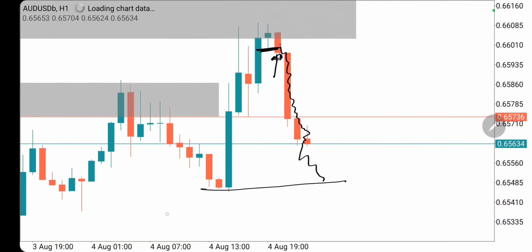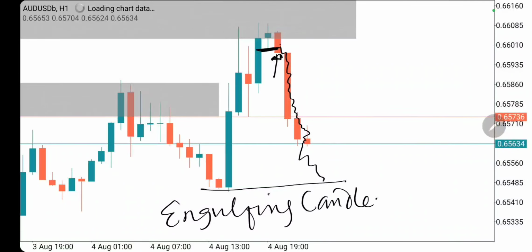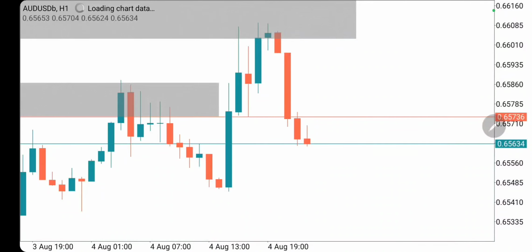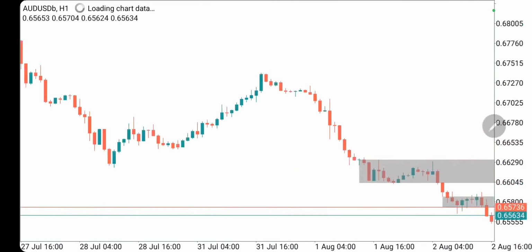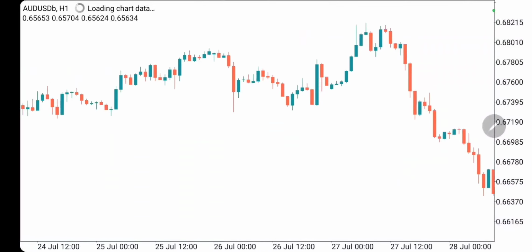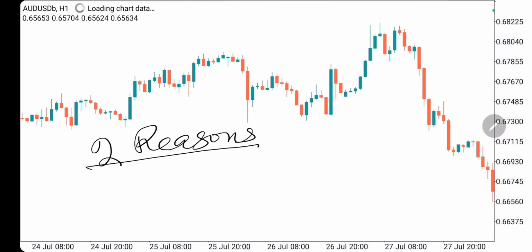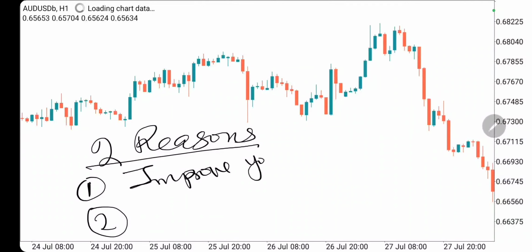It's called a bullish or bearish engulfing candle. So this is actually it. Now there are two reasons why you need to get entry confirmation. Why do you need to be patient enough to get entry confirmations? I've said it. Number one is it will improve your win rate.